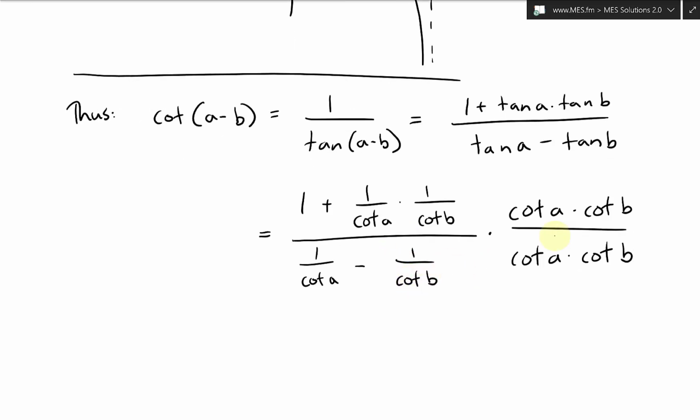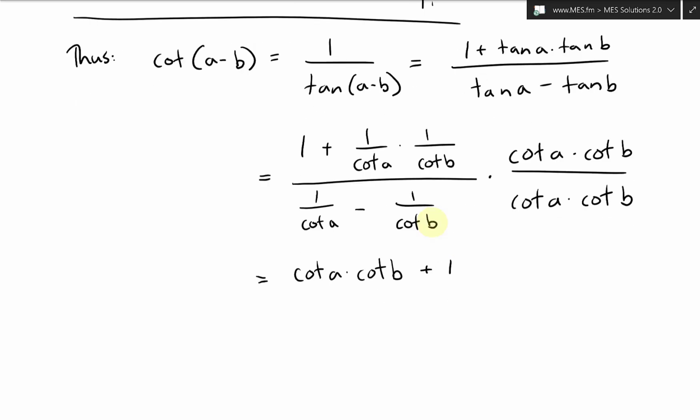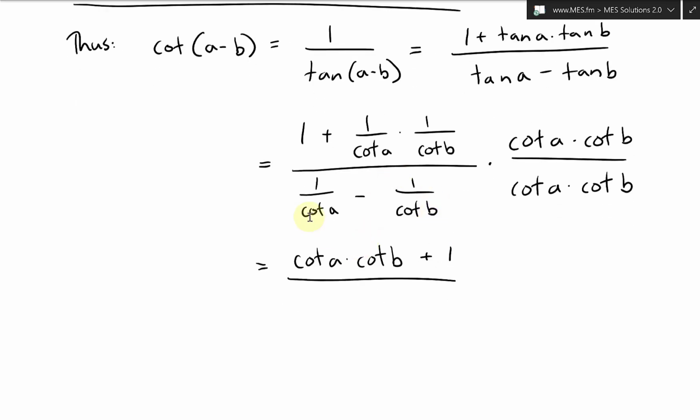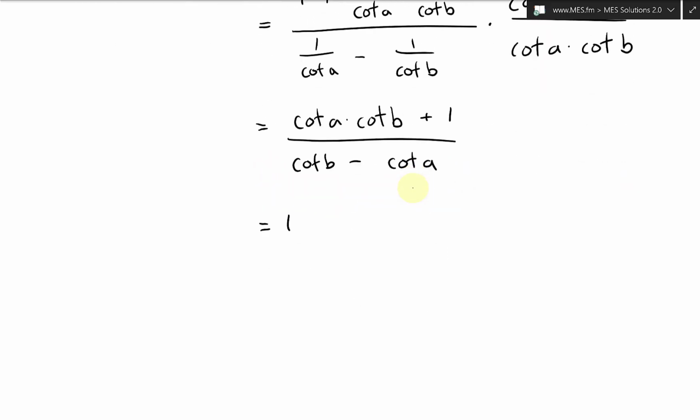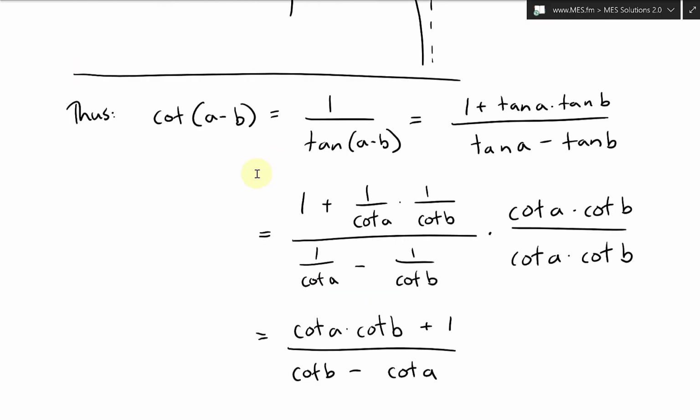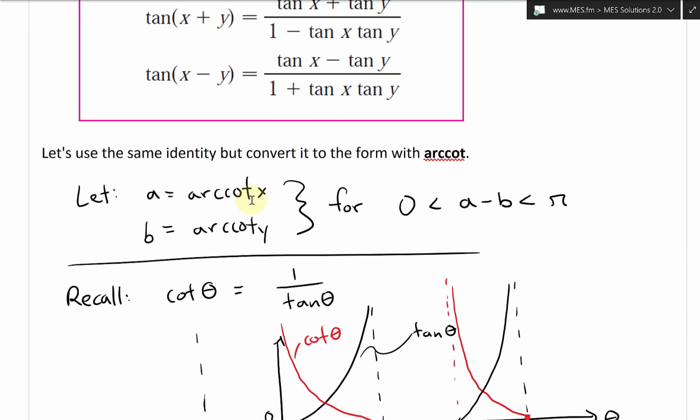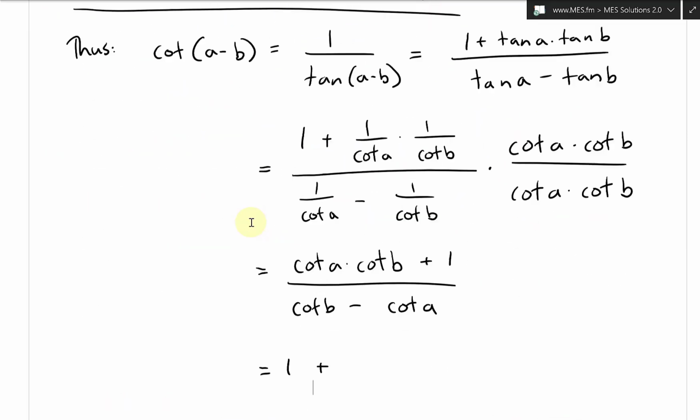Now we'll do a bunch of cancellations. This equals cot a times cot b, so that's a 1 over here, and this part cancels out. We're going to be left with 1. Then divide this by, right here, 1 over cot a cancels, so we're going to be left with cot b, and then minus cot a, like that. Now I'm going to move the 1 in front: 1 plus, and then we place our a and b. Remember, a is equal to arc cotangent x, and b is equal to arc cotangent y.